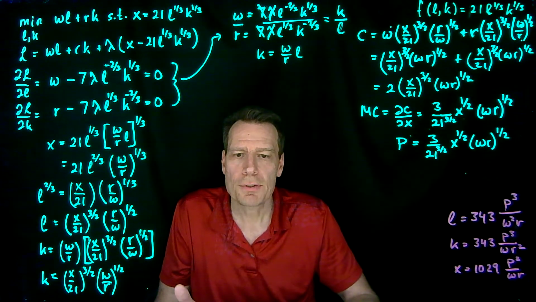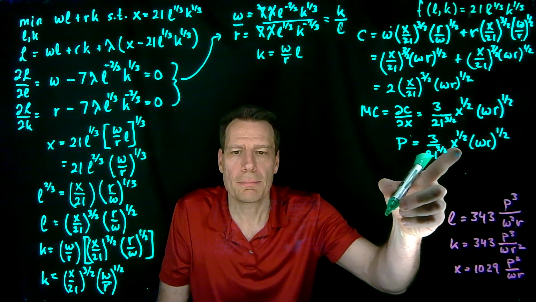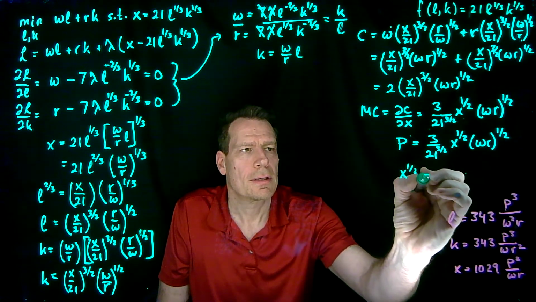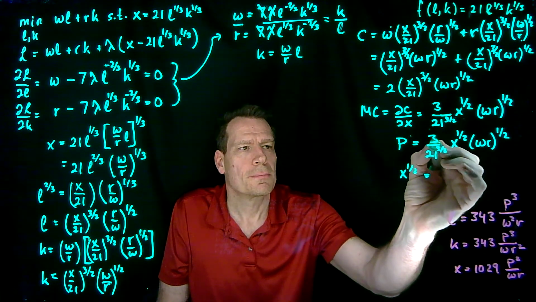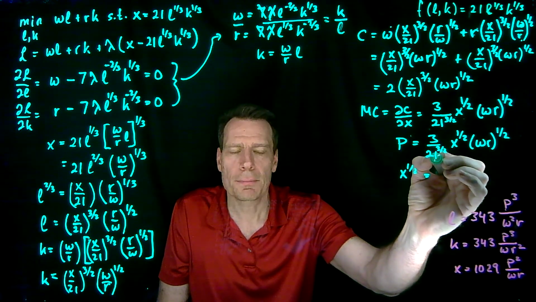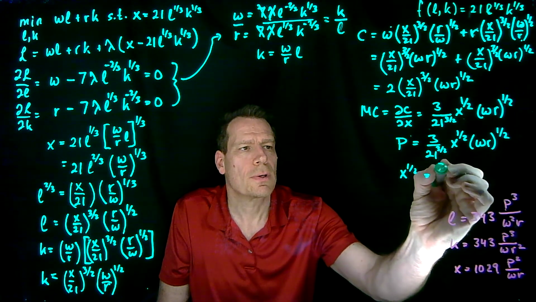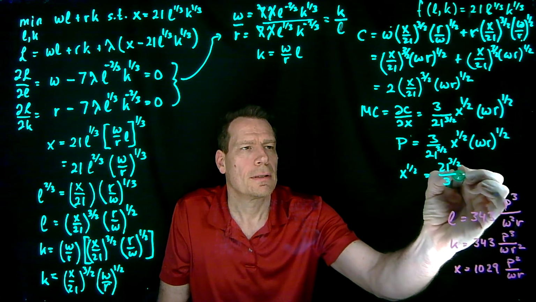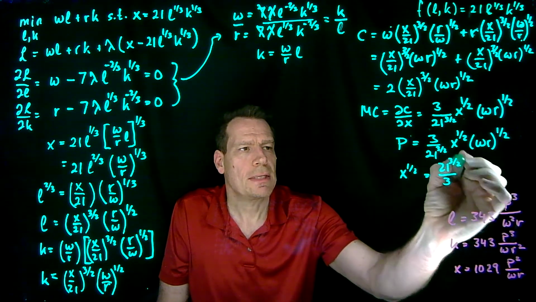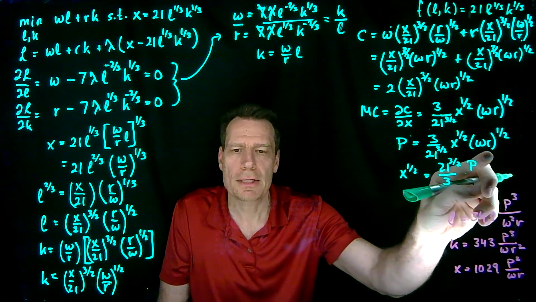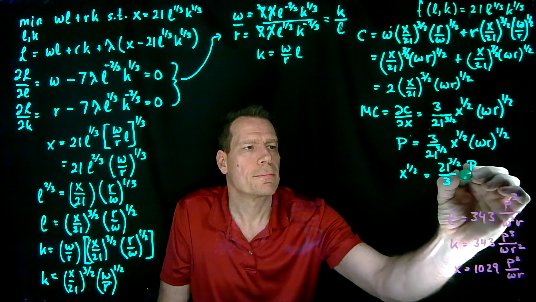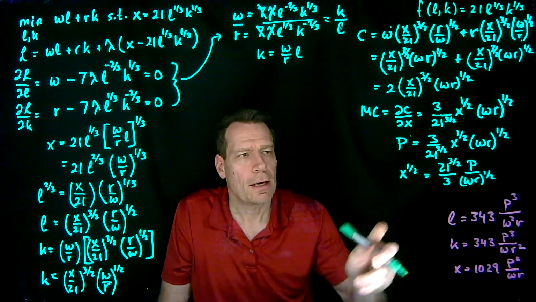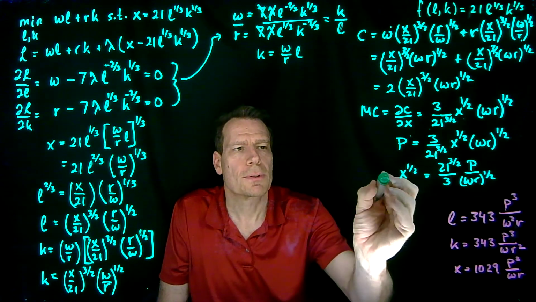Now to figure out how much we should produce, we have to get the x by itself on one side. So x to the 1/2 is equal to, we have to divide by 3 and multiply by the 21 to the 3/2. So we get 21 to the 3/2 divided by 3 times p, and we have to divide both sides by WR to the 1/2. And now we just have to square both sides.